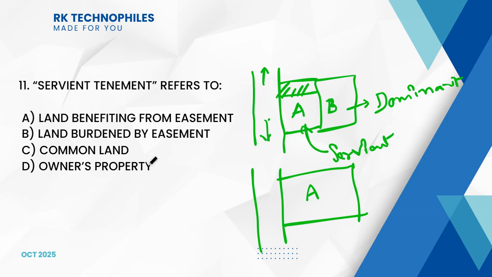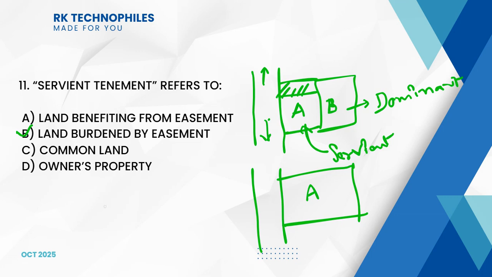Okay, so here the question is: servient tenement refers to land benefiting from the easement or land burdened by the easement? So who is taking the burden? A is taking the burden of the easement because he has cut his land to a part and given access to B, right? So here A is taking the burden. So that's why the answer would be B. Land burdened by the easement is servient tenement, right? The C and D are wrong.